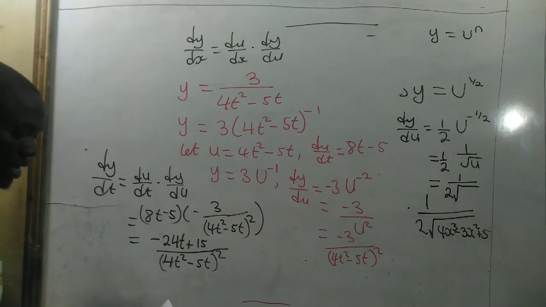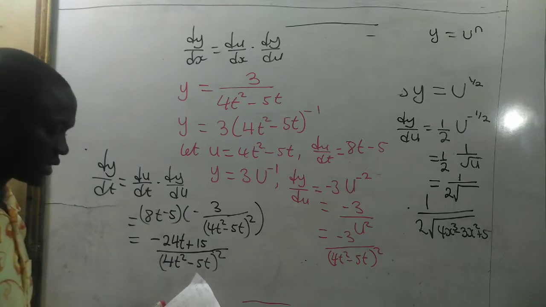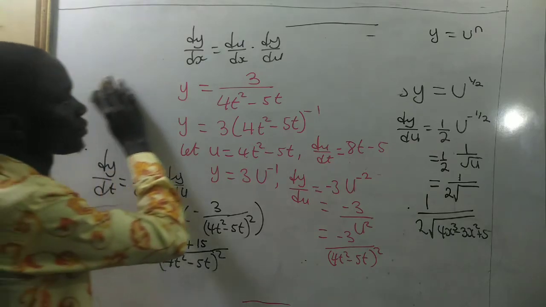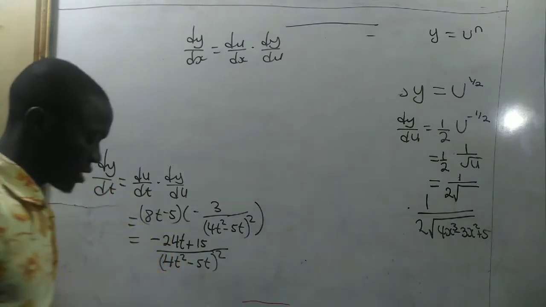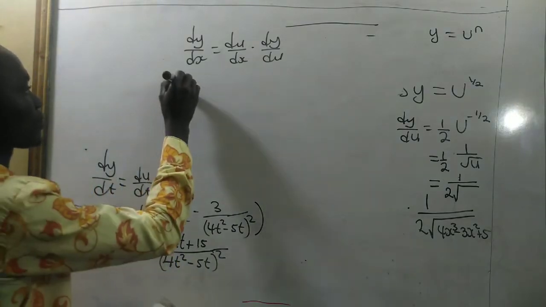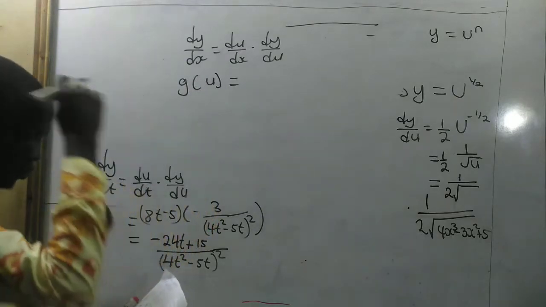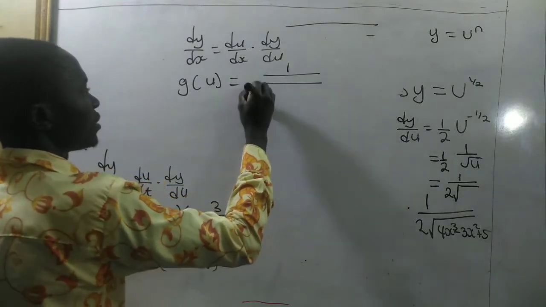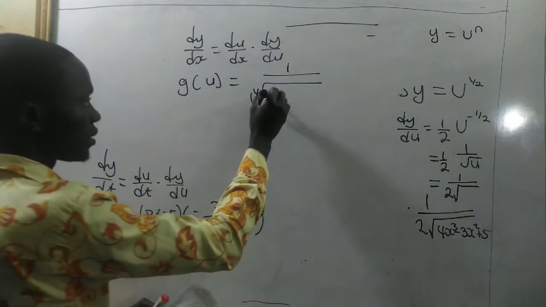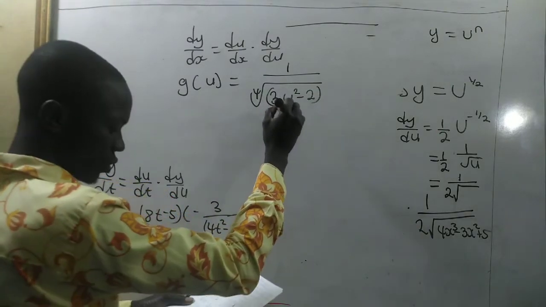Now we are going to do a bit more complex one than what we've done earlier. So let's take that one and see. I'm going to write this one. G of u is equal to 1 divided by the 4th root of (3u squared minus 2) all cubed.